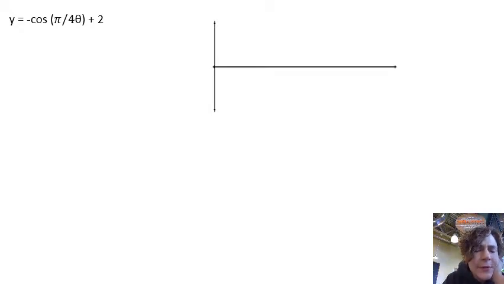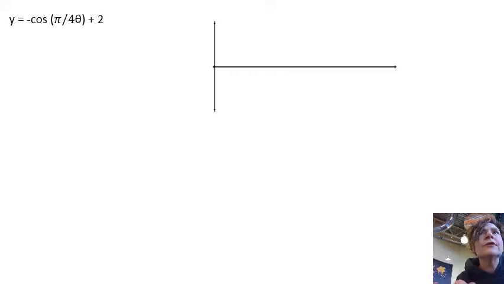So I have an example here that involves several different types of transformations, and so I'm going to do my analysis first. I'm going to identify if I have any vertical stretches or shrinks, my amplitude, period, and midline, and then I'll start my graph.